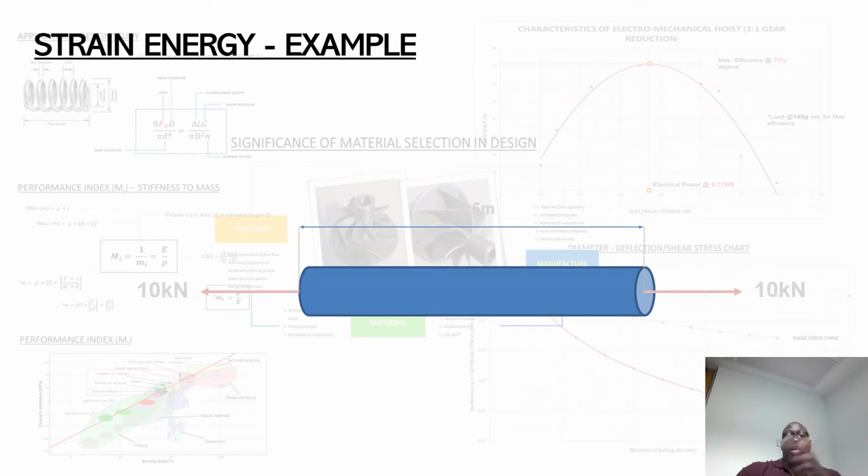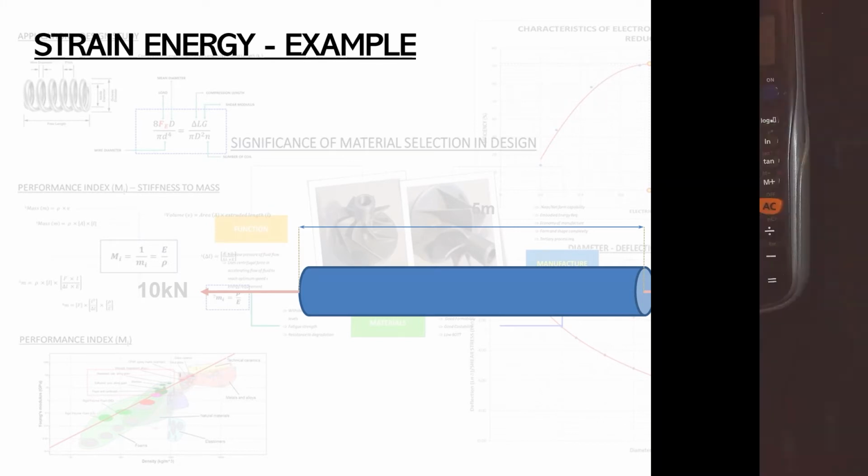Alternatively, we've calculated the strain. We've established the elastic modulus, and we also know the measure of stress that the material is being subjected to due to the 10 kilonewton force. So we've got all the needed information to use either equation in establishing the strain energy.